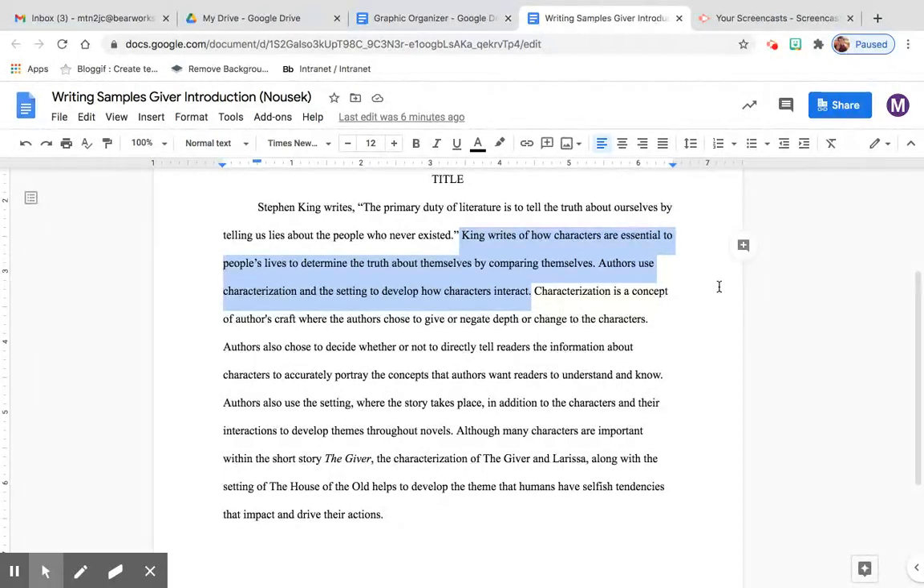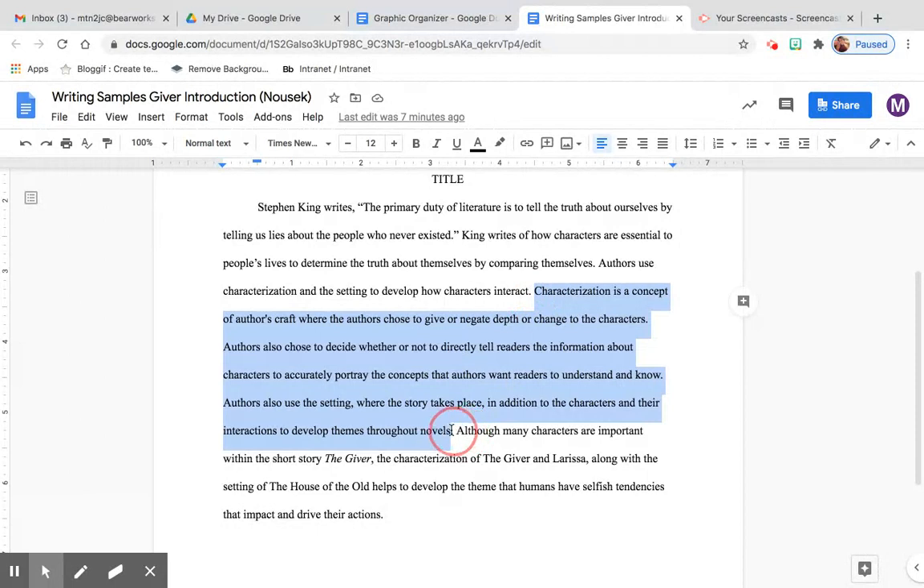Again, that characterization and setting. Then we talk about characterization and setting, which is going to be our summary. Okay? We say characterization is a concept, and we talk about what that concept is. We say why authors have chosen to use this and how they've chosen to use it by either directly telling or indirectly telling. And then we also say why authors use a setting and how characters are developed through that.